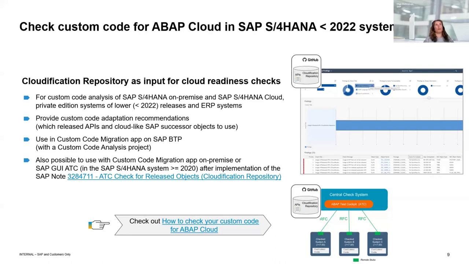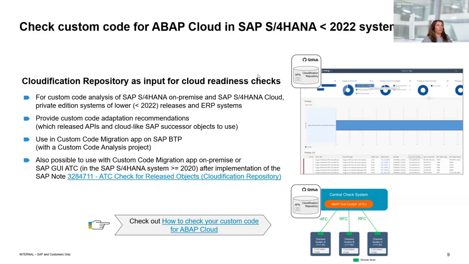What to do if you have a system which is on a lower release than 2022 and still you want to know how far is your custom code from ABAP Cloud, how to find out that? In the lower releases, we don't have successor information directly provided in the system. And therefore, for analysis of such systems, you will need to use the custom code migration app, and the custom code migration app also needs this successor information, which will be provided by the so-called cloudification repository. The cloudification repository is the repository on GitHub which provides the successor information from the application stack of S/4HANA for released APIs, which will be used by the custom code migration app for the analysis of your system.